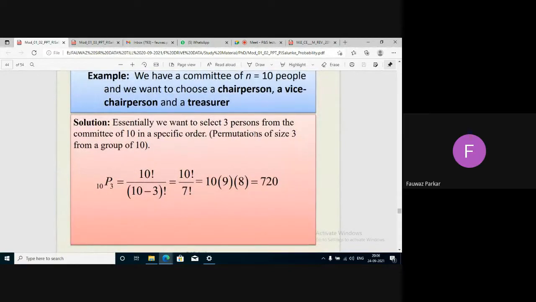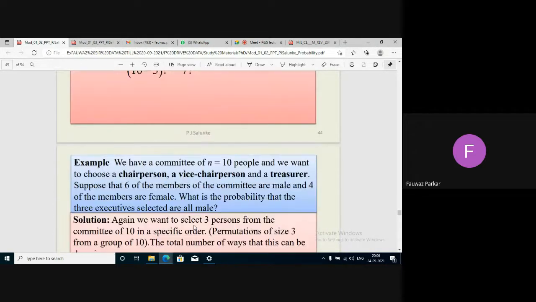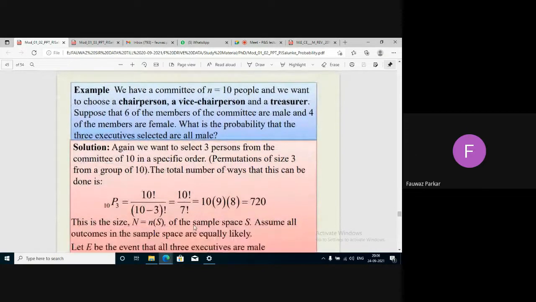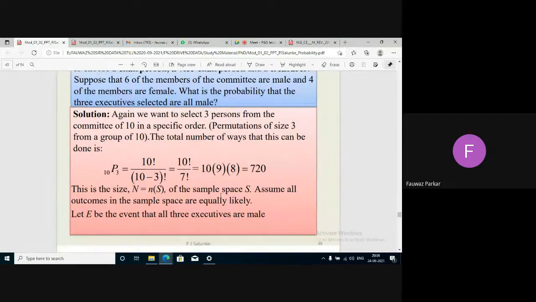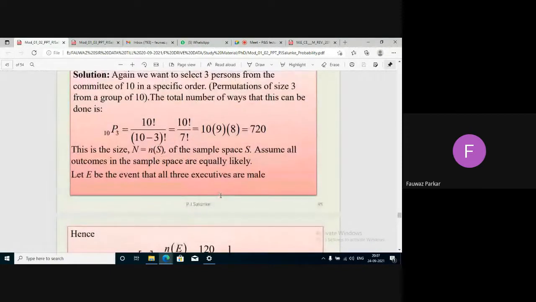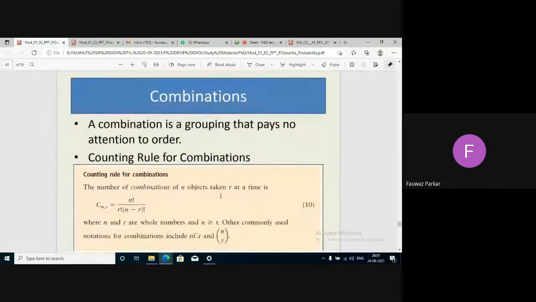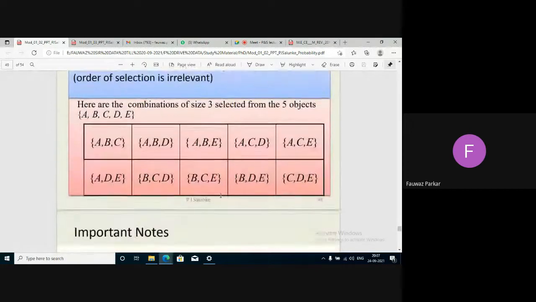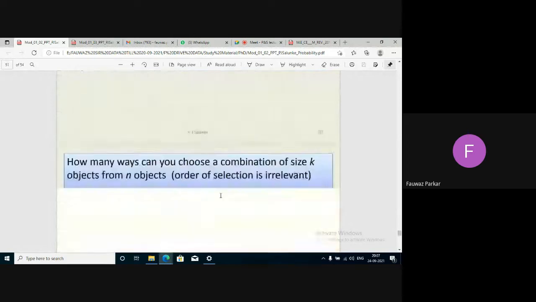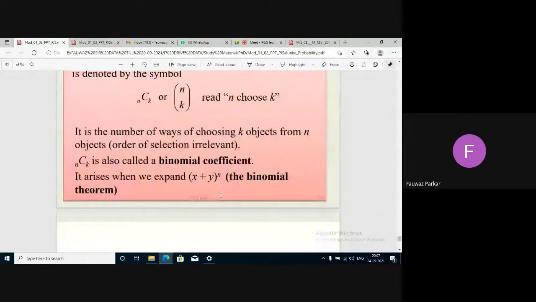So we want to select 3 persons from a committee of 10 in a specific order. So these are the ways, number of ways to select the committee. Okay. So again इसमें vice chairperson आया, फिर treasurer भी आया. So 6 persons are male and 4 are female. So again है ना, तो a number of ways it can be asked. Just need to understand. Combinations is again a step ahead of permutation. So exact combinations हम भी कर सकते हैं. Fine.